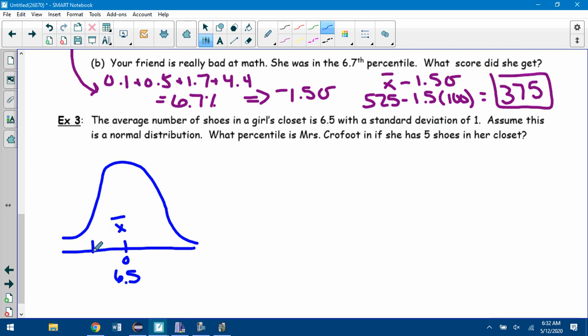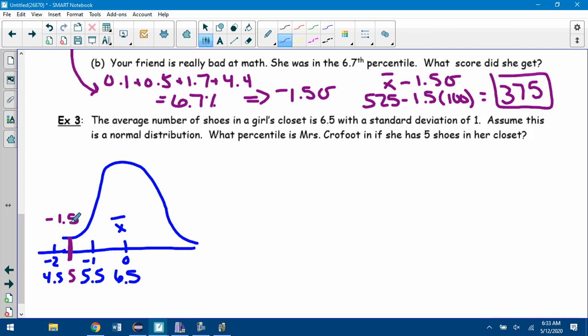So what would be at minus 1? Well, since standard deviation is 1, subtract 1 from 6.5, you get 5.5. If I subtracted another standard deviation, so if I went to negative 2, I'd be at 4.5. So that means where is Mrs. Crowfoot if she has 5 shoes? Right here. So 5 shoes is at negative 1.5 standard deviations.